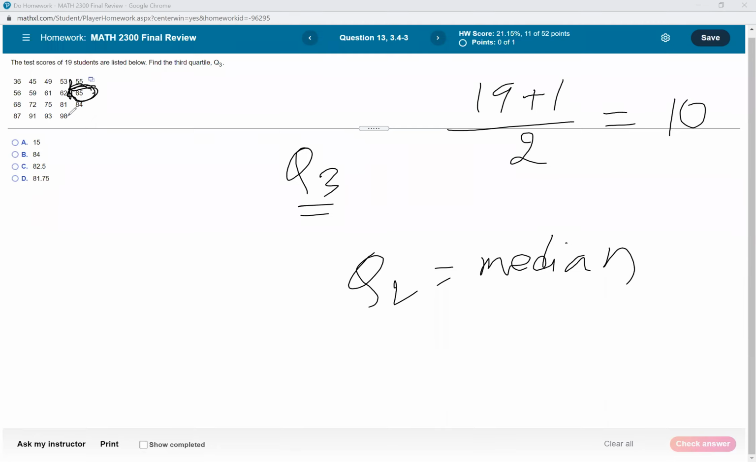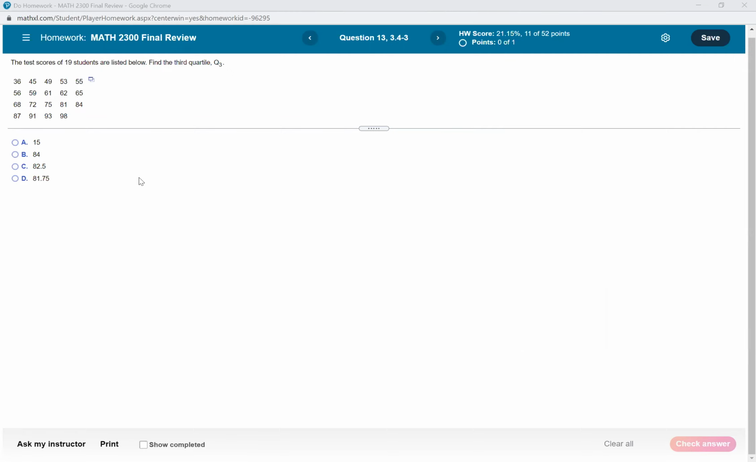We have to find the median from 65 to 98. So for 65 to 98, we have a total of 10 observations. So that means we'll have two values in the middle, and the two values are 81 and 84. So we need to take the average of these two numbers: 81 plus 84 divided by 2. So this is 82.5. So that means Q3 is 82.5.